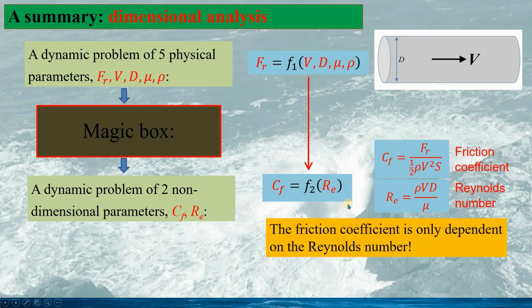So the problem is reduced to a simpler problem. Here we can see the friction coefficient is only dependent on the Reynolds number. And inside the magic box is the dimensional analysis, a powerful tool for fluid dynamics.